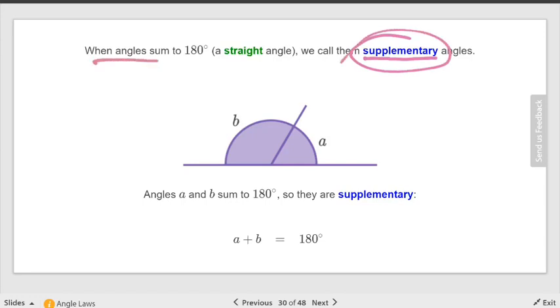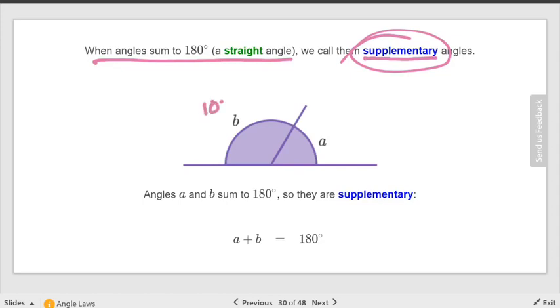So the angles add to make 180 degrees. So angle A and angle B here, if you added them together, you would get 180. Now this is important because if I knew one of them, I could find the other easily. So let's say that angle B was 110 degrees.